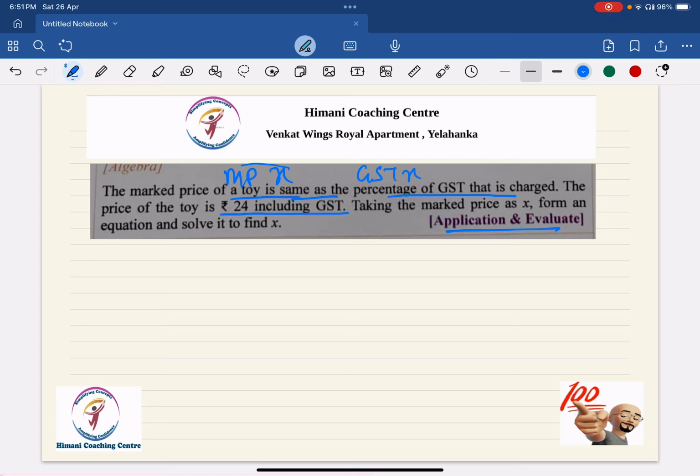So if I know the marked price which is X, so I will say okay, the bill amount should be X plus, now what is GST? X percent. So X percent of what? Of X only, because the marked price is X. So X plus X percent of X is equal to 24. Okay, this is what we have to understand.